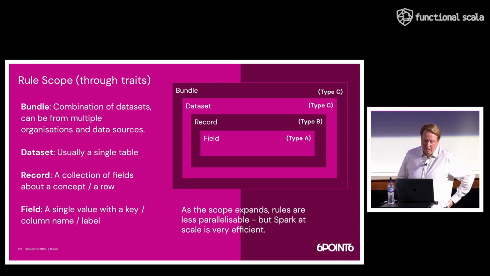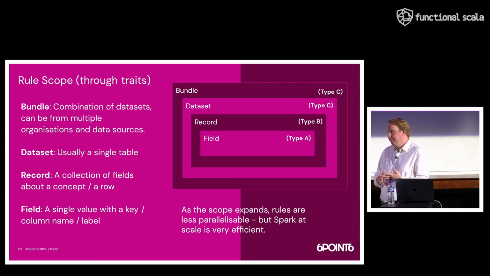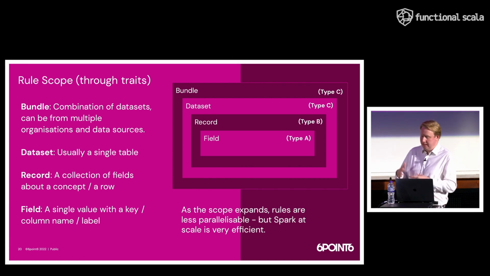So one of the things I mentioned before is that type A rules work at field level, and then as the types go up, you end up working at record and data set level, and that affects the parallelization of it, right? But as some of the speakers before were talking about Spark, Spark is very efficient at scaling this kind of thing, because there's a lot of parallelizability in it.